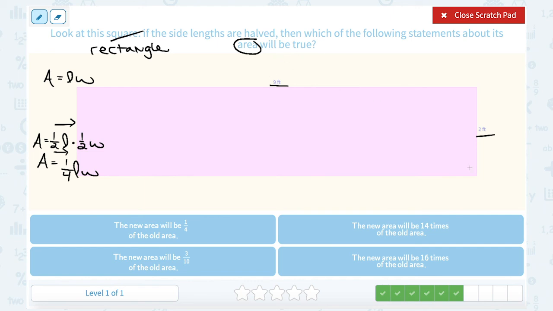And again, you could plug the numbers in here, 9 and 2, if you wanted to know the actual numbers. But this is enough information to tell me that the new area is 1/4 of the old area.